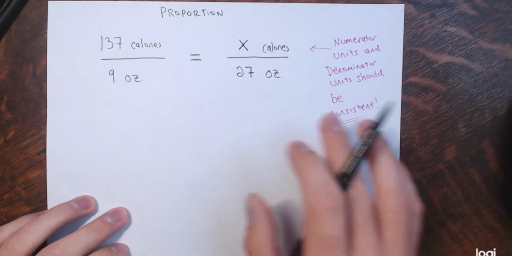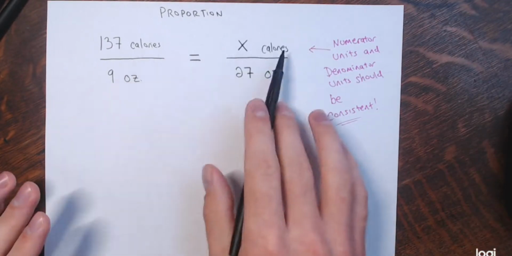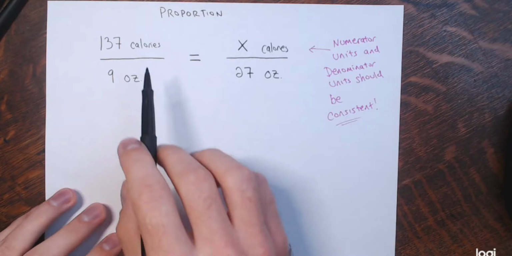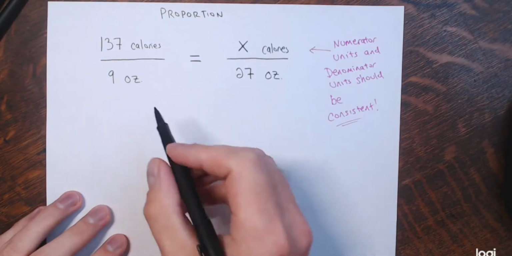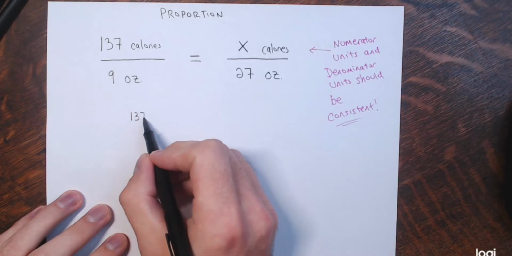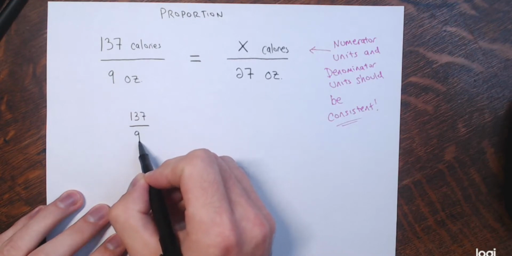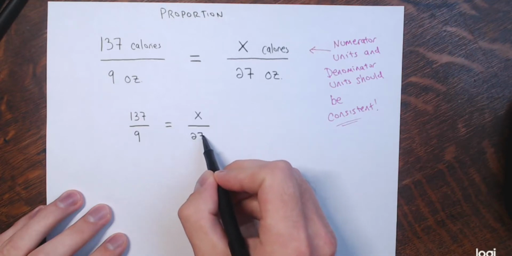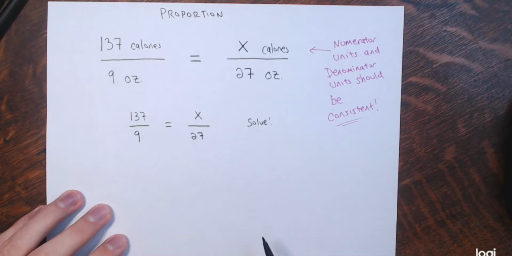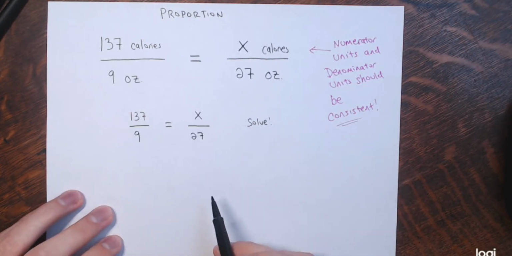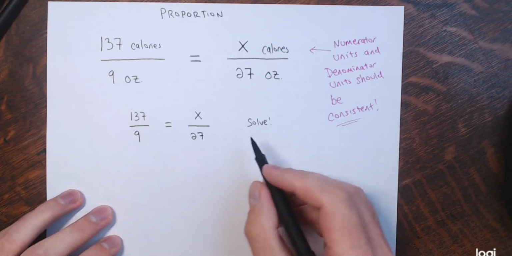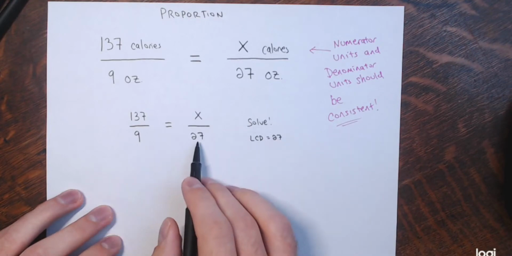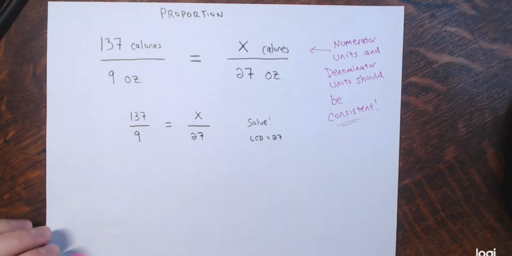So here's our proportion. Now, as long as your units are consistent, right? Calories in the numerator, ounces in the denominator here, you can stop writing them. So just 137 over 9 on the left side equals X over 27 on the right, and then we solve this. Now, just like any other rational equation, I'm going to find the LCD. The least common denominator here would be 27. Right? 9 goes into 27 evenly. 27 obviously does. So I'm multiplying both sides by 27.